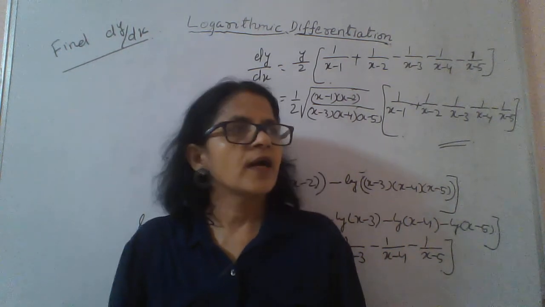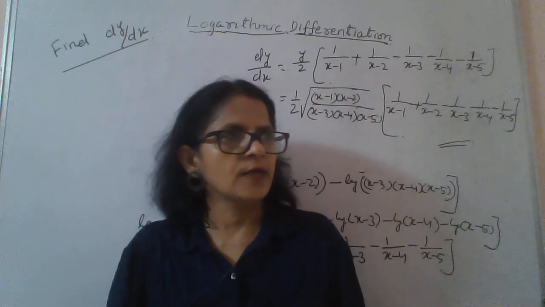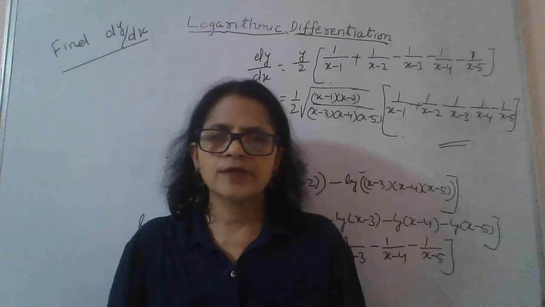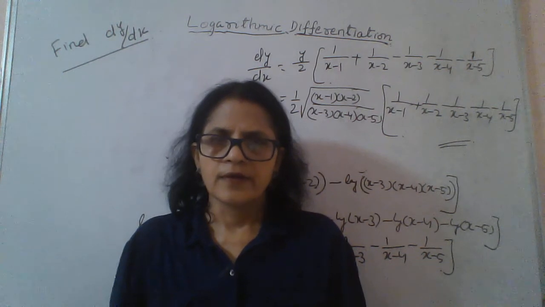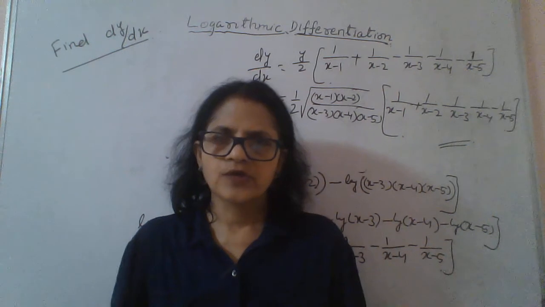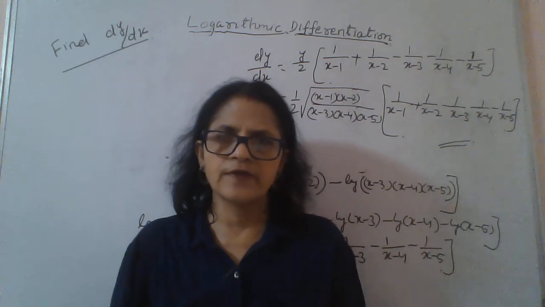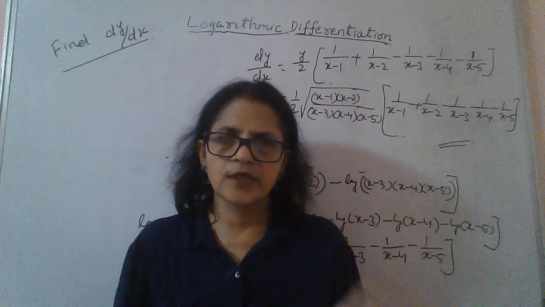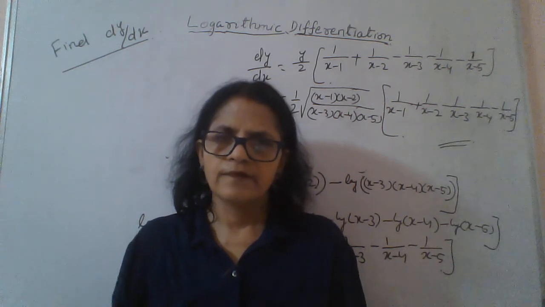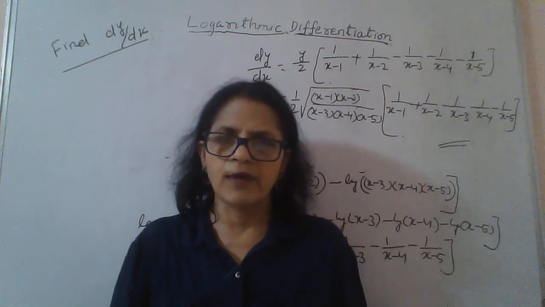And one more similar type, for example, x to the power x plus x to the power y equal to some constant. In such questions, again you have to take u plus v equal to constant. So du by dx plus dv by dx equal to 0. Then you can easily get your dy by dx.